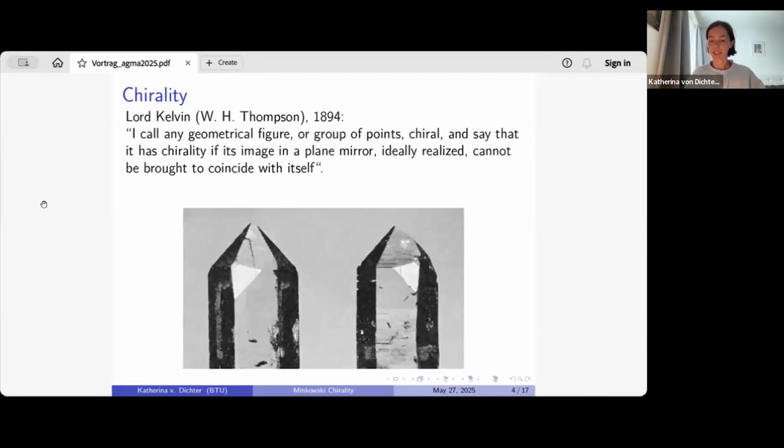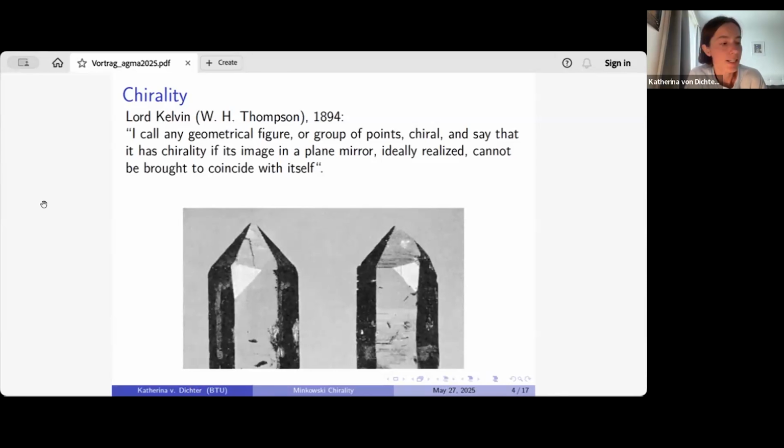This was done by Thomson, who is also called Lord Kelvin, in 1894. And he introduced something that is called chirality. He said, "I call any geometrical figure or group of points chiral and say that it has chirality if its image in the planar mirror, ideally realized, cannot be brought to coincide with itself."